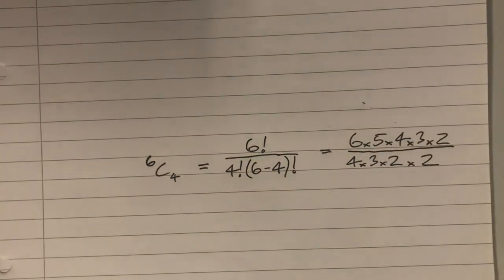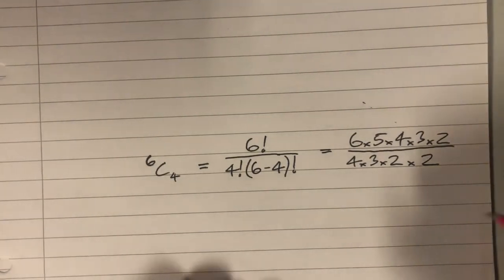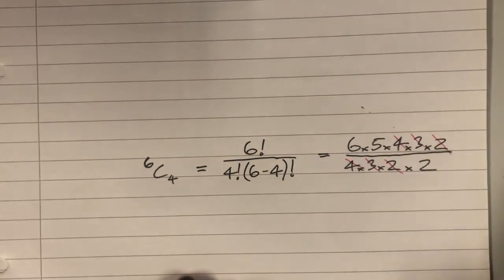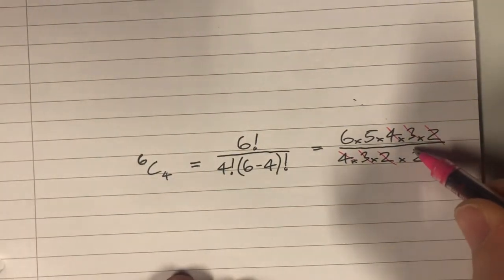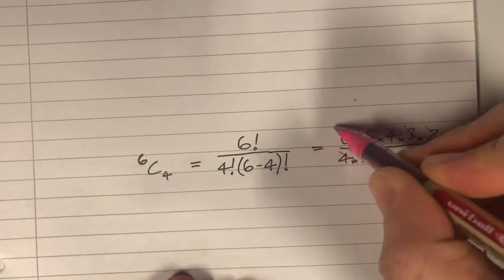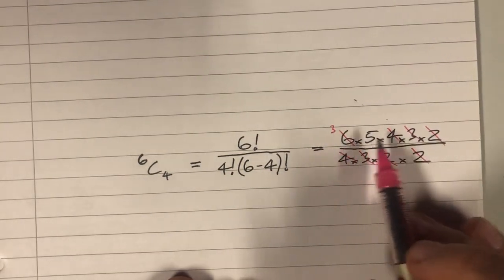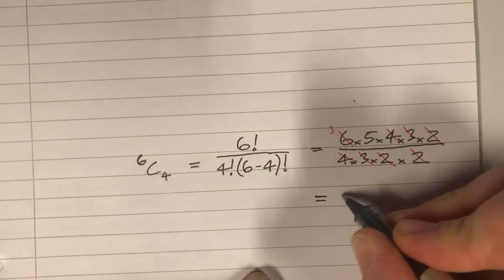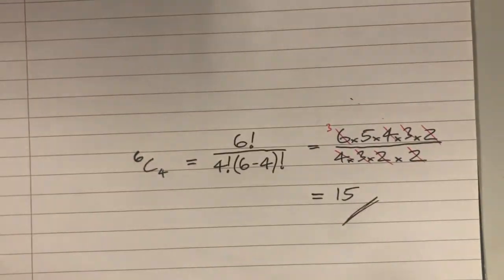Okay, so there's that. And what you'll find is there'll be numbers that cancel top and bottom, so 4, 3 and 2 will cancel top and bottom. And then the 2 that's left on the bottom, I can cancel with the 6 to make a 3, and we're left with 3 times 5 with nothing left on the bottom. So that comes out to be 15 as we expected.